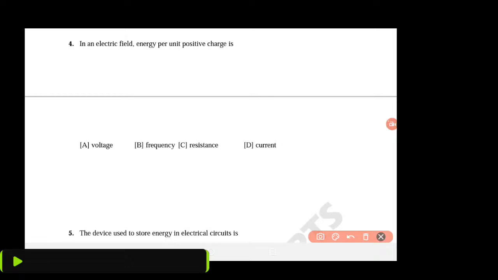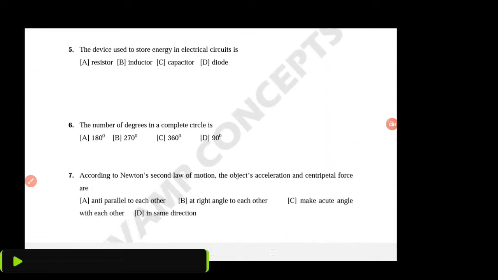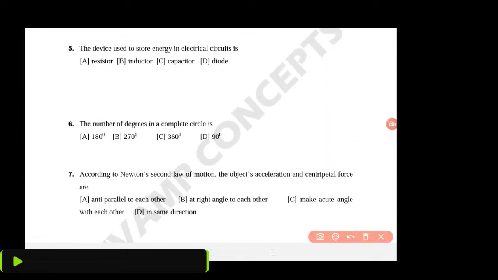Let's go to question number 5 without wasting much of our time. Question number 5 says the device used to store energy in an electric circuit is dash. Another way of putting this question is the device used in storing electrical charges in a circuit. It's no other device than the capacitor. The only device used in storing electrical energy in a circuit is the capacitor, and that is option C.